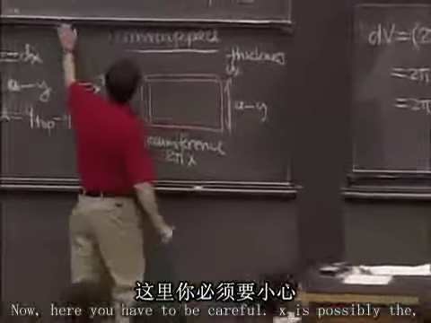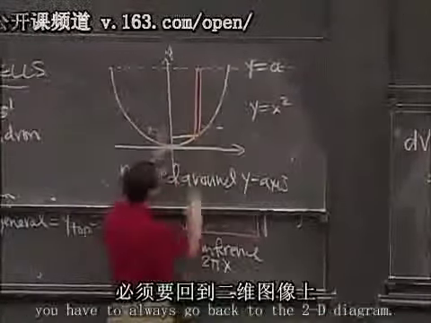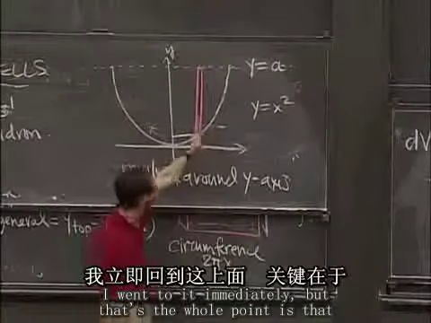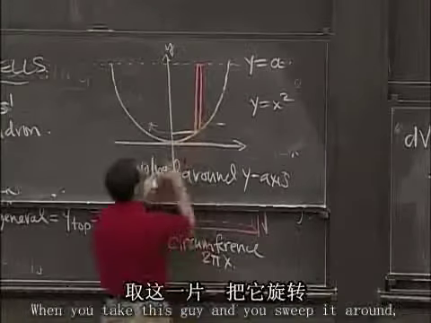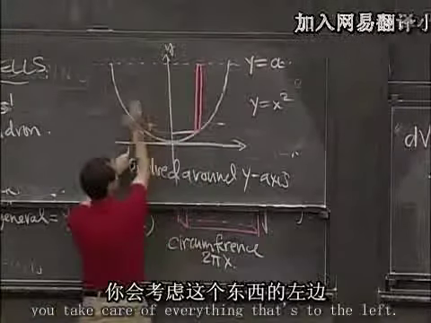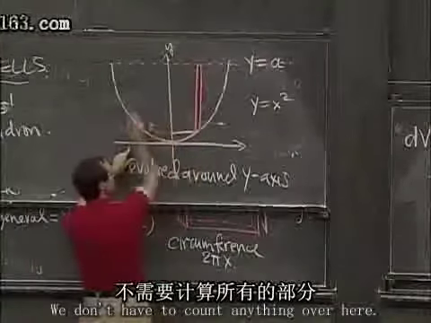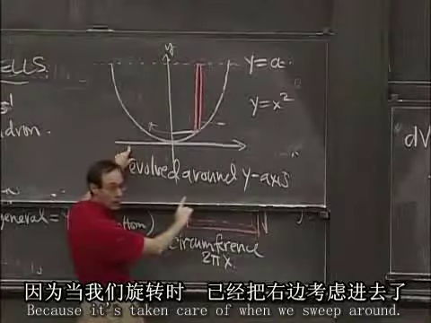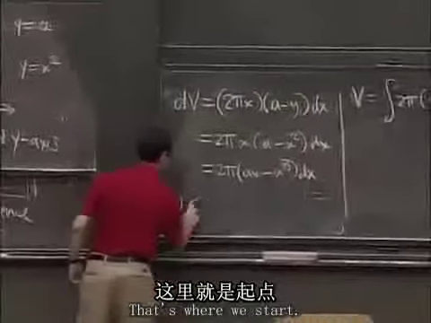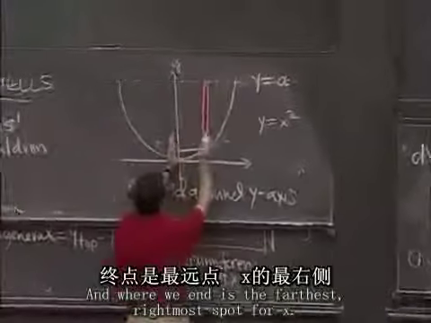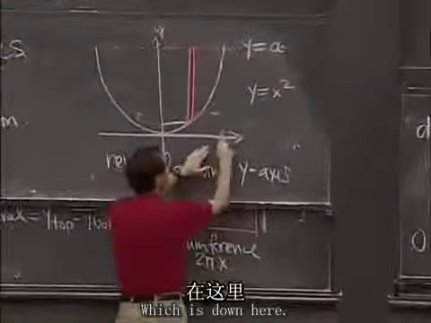Now, here you have to be careful. You have to always go back to the 2D diagram. I went to it immediately, but that's the whole point, that everything gets read off from this diagram here. When you take this guy and you sweep it around, you take care of everything that's to the left. So we only have to count what's to the right. We don't have to count anything over here because it's taken care of when we sweep around. So the starting place is going to be x equals 0. That's where we start. And where we end is the farthest rightmost spot for x, which is down here.